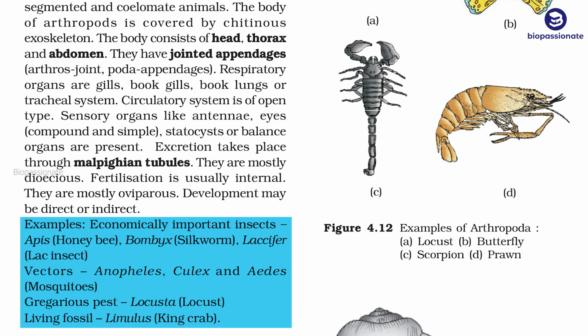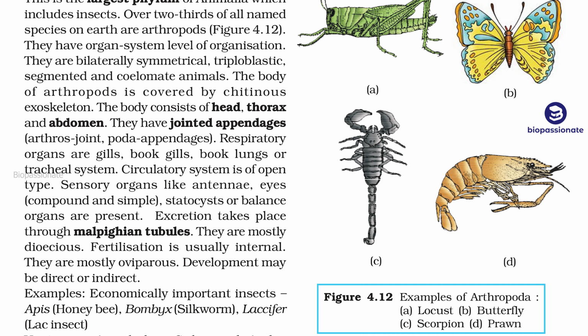Examples: economically important insects, Apis, honeybee, Bombyx, silkworm, Laccifer, lac insect. Vectors: Anopheles, Culex, and Aedes, mosquitoes. Gregarious pest Locusta, locust. Living fossil, Limulus, king crab. Figure 4.12, examples of Arthropoda: A, locust, B, butterfly, C, scorpion, D, prawn.